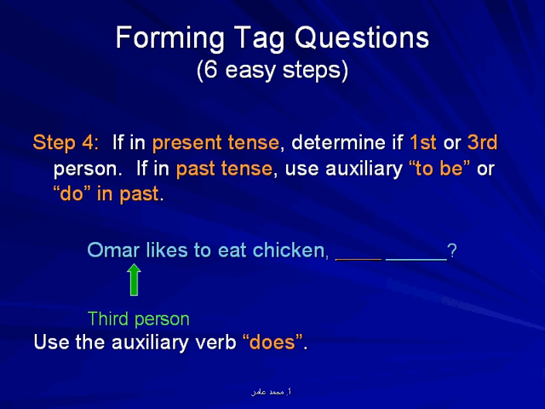Step 4. If in present tense, determine if first or third person. If in past tense, use auxiliary to be or do in past. Omar likes to eat chicken. It's third person. Use the auxiliary verb does.